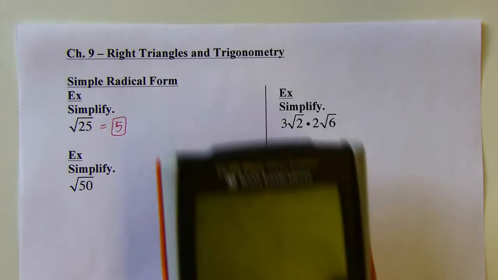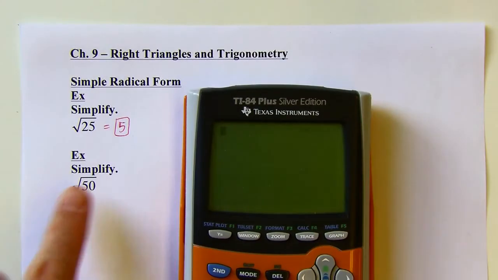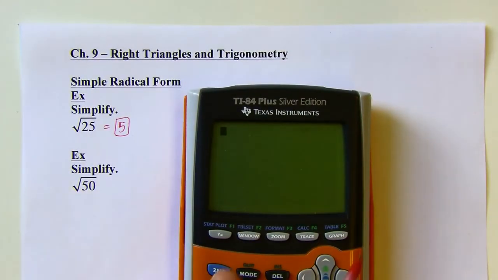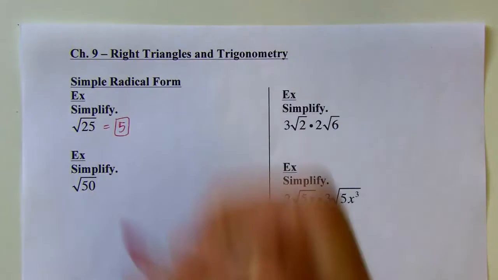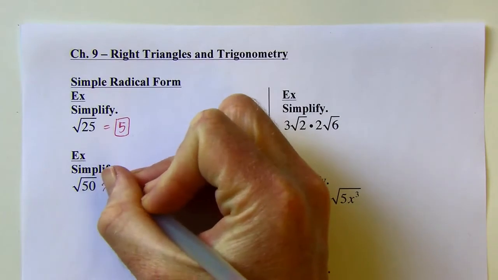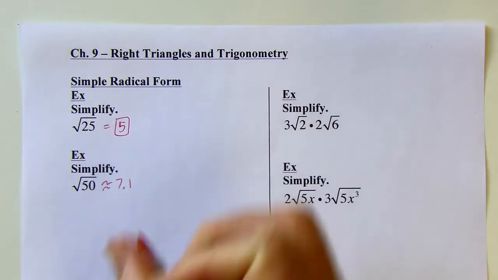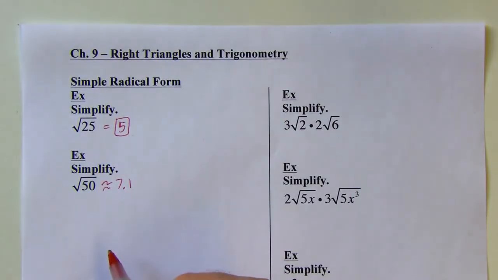perfect square, so it's going to be a little more than 7, right? 7 times 7 is 49. You could put it into a calculator, and it's roughly 7.1, something like that, okay? So nothing wrong with that, but that's a decimal approximation, and it's just approximately equal to that, okay?